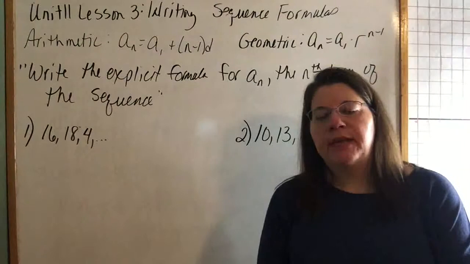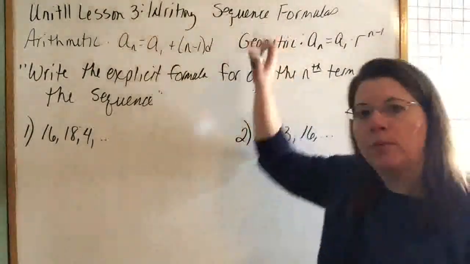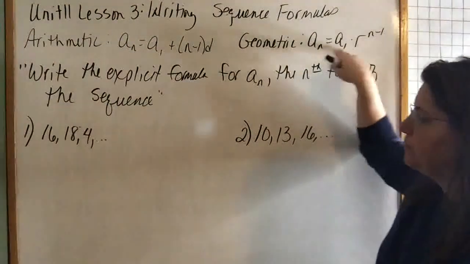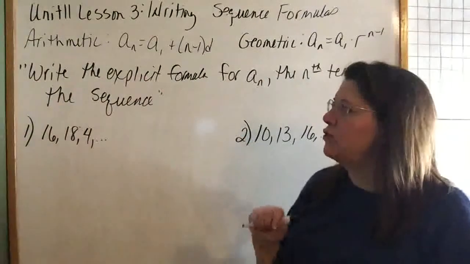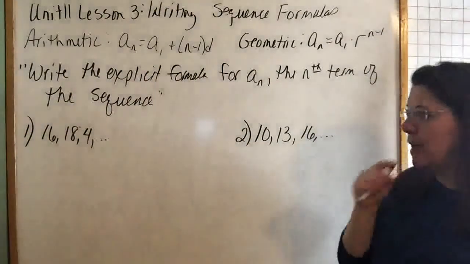This is Unit 11, Lesson 3, and today we're going to learn how to write sequence formulas. Given the arithmetic and geometric formulas, the directions are going to say to write the explicit formula for a sub n, the nth term of the sequence.